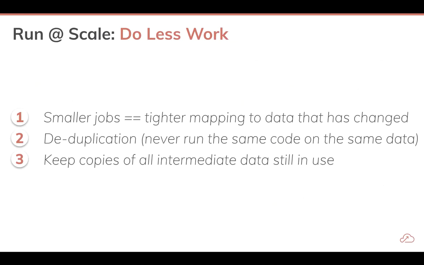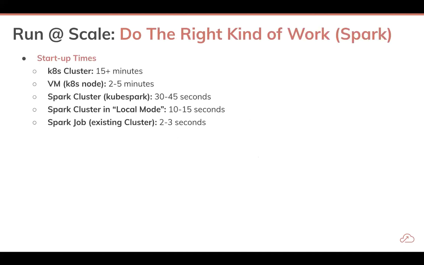And then the third, that's also related to intelligent persistence, is we keep copies of all of our intermediate data that's still in use. By doing so, this allows us to guarantee that we won't run the same piece of code on the same piece of data. And moreover, if we ever want to branch off a piece of data and go somewhere else, we can do so very easily. So let's go into even more detail now on how do we do the right kind of work.